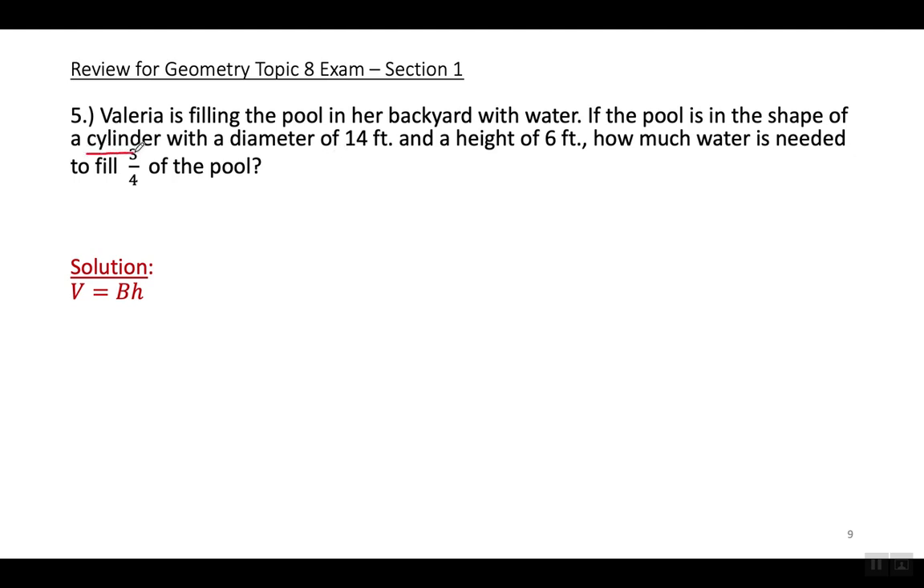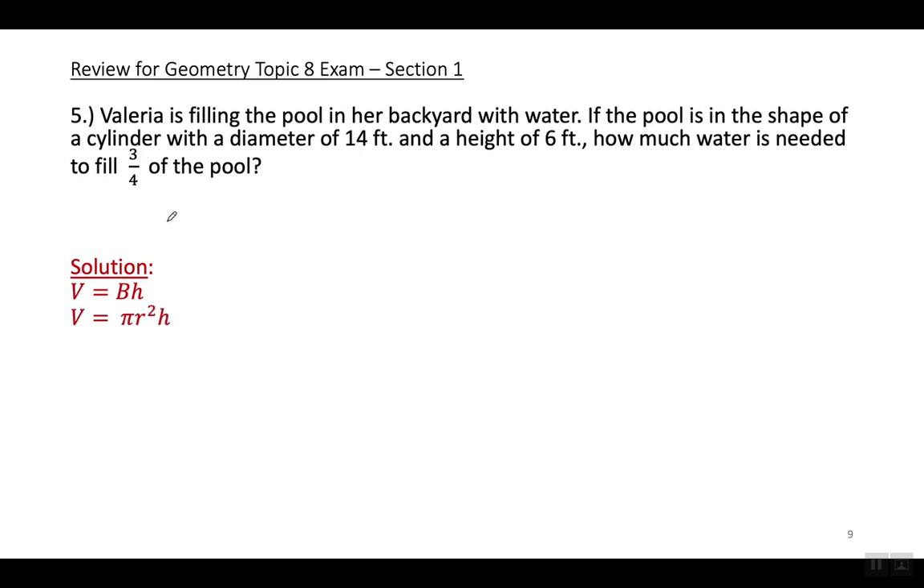The pool in Valeria's backyard is in the shape of a cylinder. So I'm using the formula to get the volume of a cylinder. And at the very end, after I get the volume of the cylinder, I'll get 3/4 of that volume, all right? We'll deal with this at the end. First, let's get the volume of the entire cylinder.